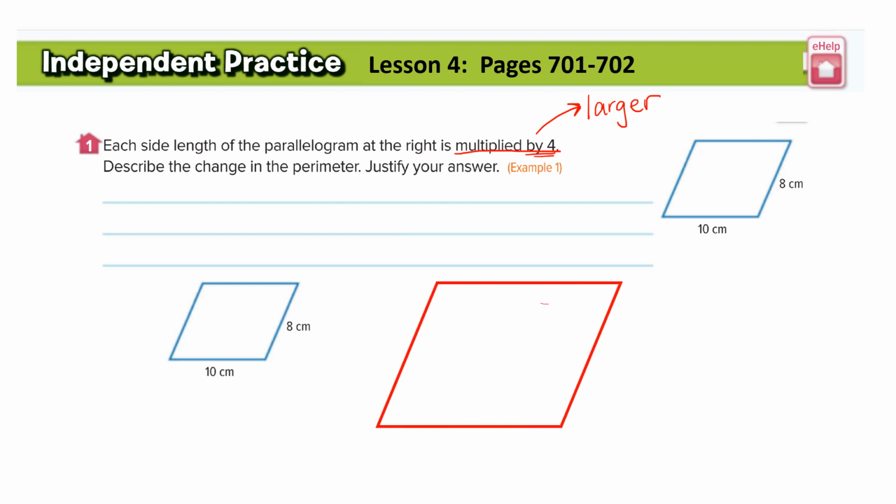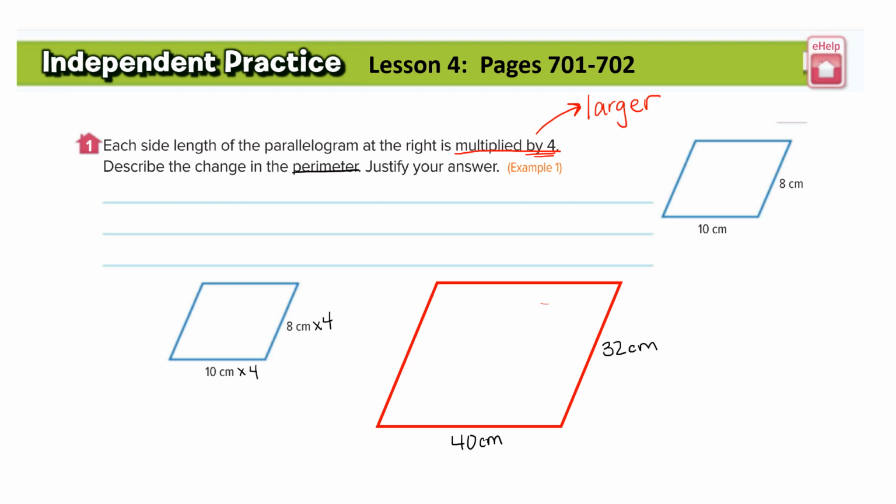So at this time, draw the second shape. We're going to multiply each side by 4, and I'm going to change colors here. All right, 10 times 4 equals 40 centimeters, 8 times 4 equals 32 centimeters. Now, the perimeter is the next thing they want us to solve for.